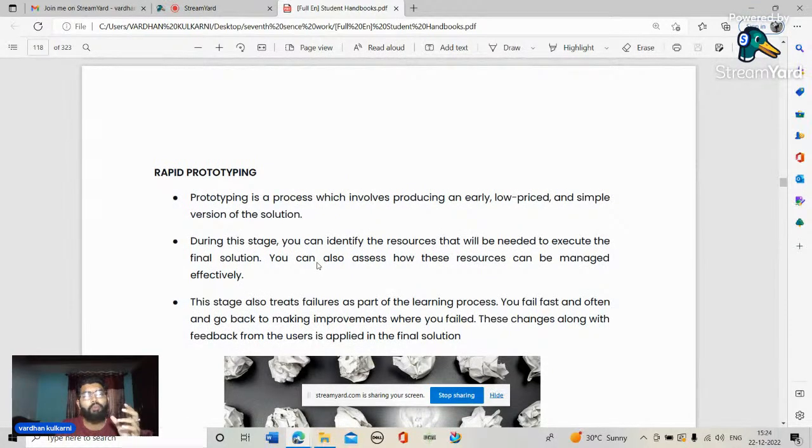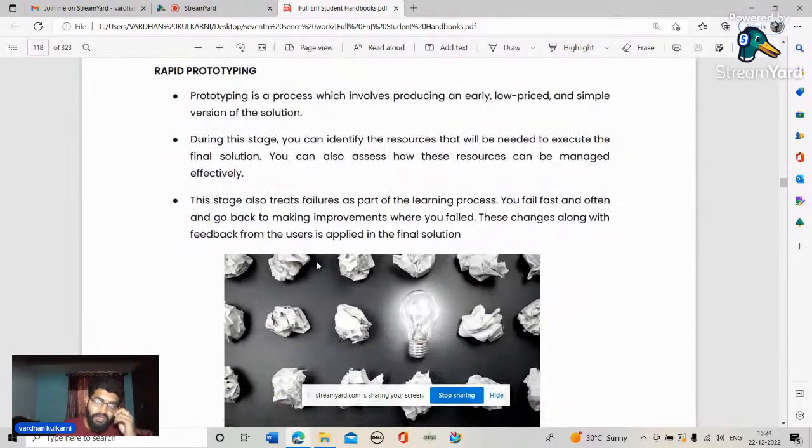Rapid prototyping is a process which involves producing an early, low-priced and simple version of a solution. Rapid prototyping is such that you do it as fast as possible, at a low cost and with a simple version. During this stage you can identify the resources that will be needed to execute the final solution. So you can also assess how these resources can be managed effectively.